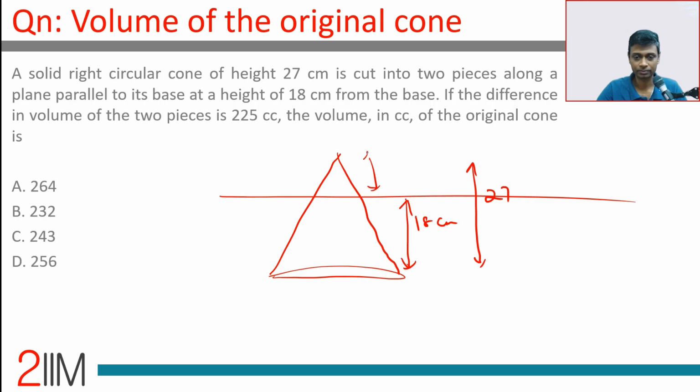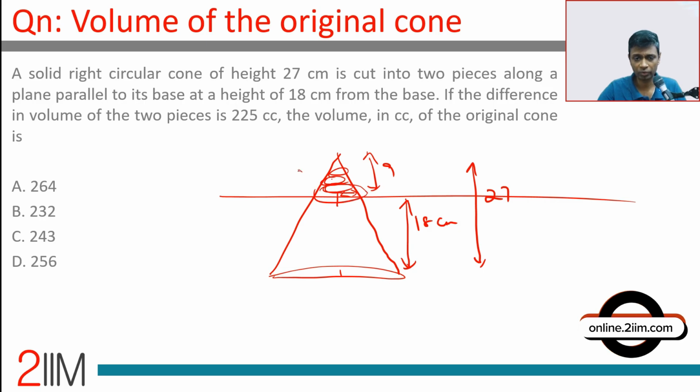So this is 9. Remember, if the height is 9, the radius we can find. The height is 1/3 of this height. Radius will also be 1/3 of this radius. Similar triangles. Height is 1/3 and radius is 1/3. Volume will become 1/27th because πr²h, thrice over. It's like length, width and height, 3 dimensions. So if this tiny cone's volume is V, the large cone's volume would be 27V.